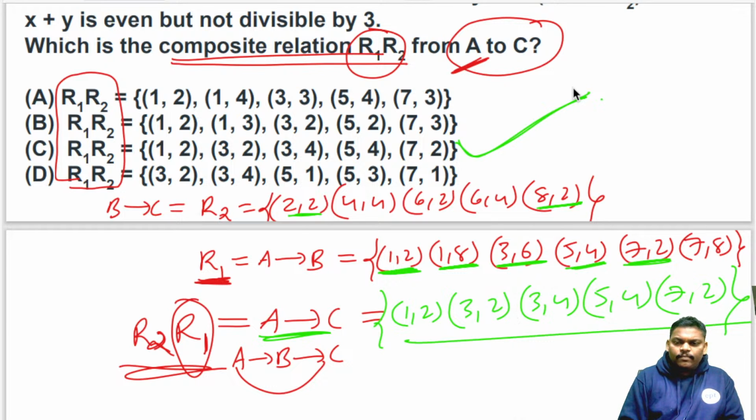Is it okay? Any small mistake I did? Please let me know. The inner one will start first. R1, right? You want A to C. A to C means R1 you have to start, followed by R2.